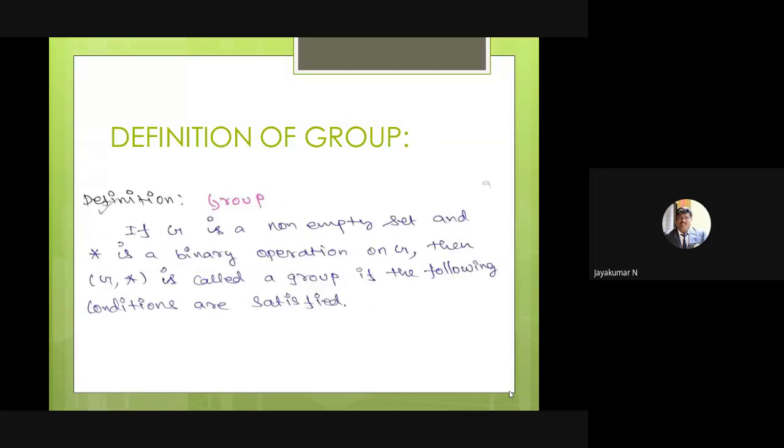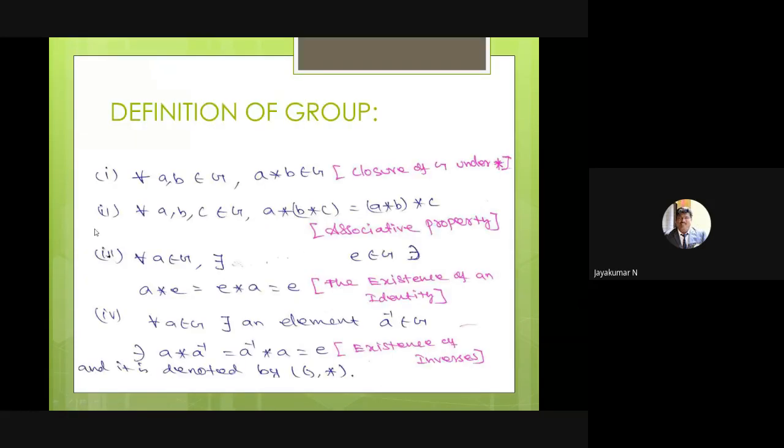G is a non-empty set. Star is a binary operation on G. Then G comma star is called a group if the following conditions are satisfied. The first condition is nothing but the closure axiom. So if you choose any two elements in G, then apply the operation, and the result is also in G, then we say that the closure axiom is satisfied.